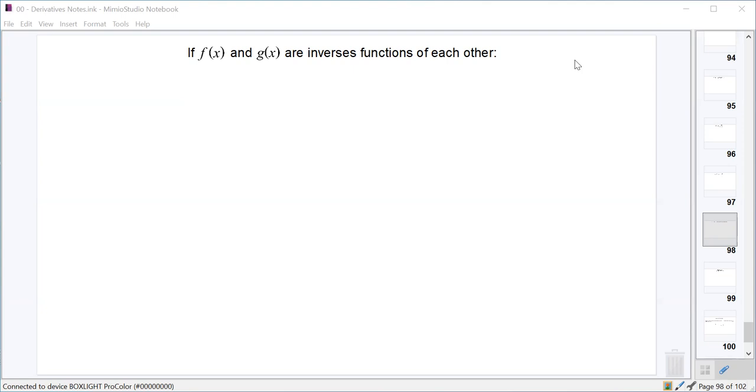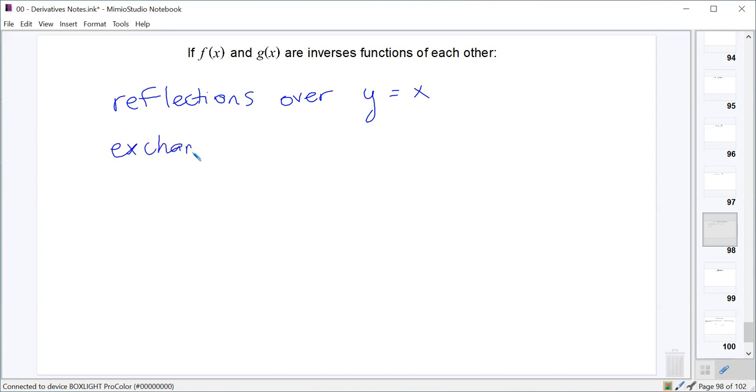A lot of this is just good knowledge that we should have, generally speaking. If two functions, f of x and g of x, are inverses of each other, we know they're reflections of each other over the line y equals x. We also know that we would exchange the domains and the ranges of these functions. So the domain of f is the range of g and vice versa.